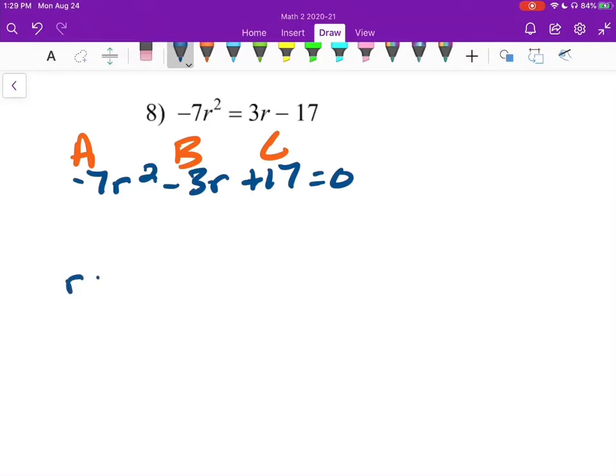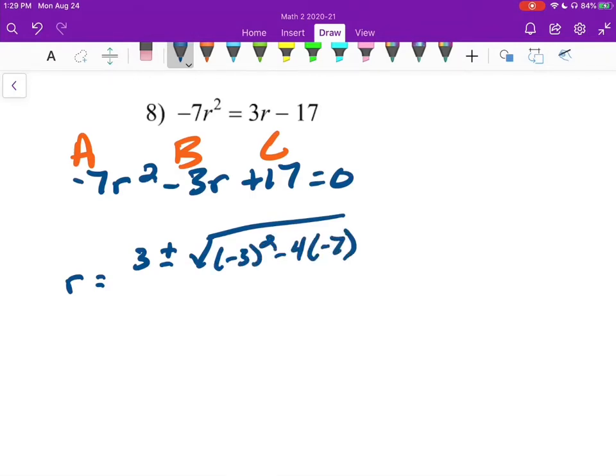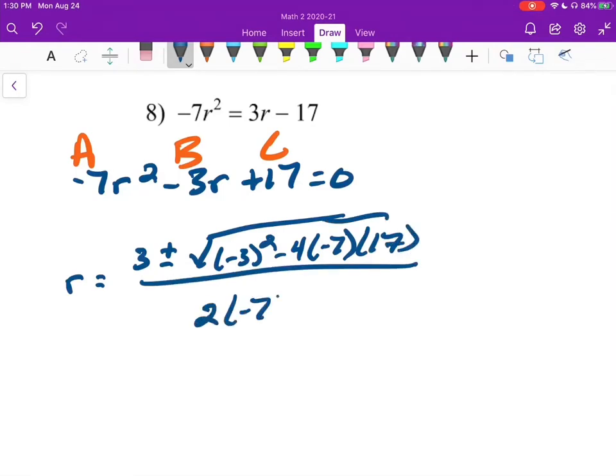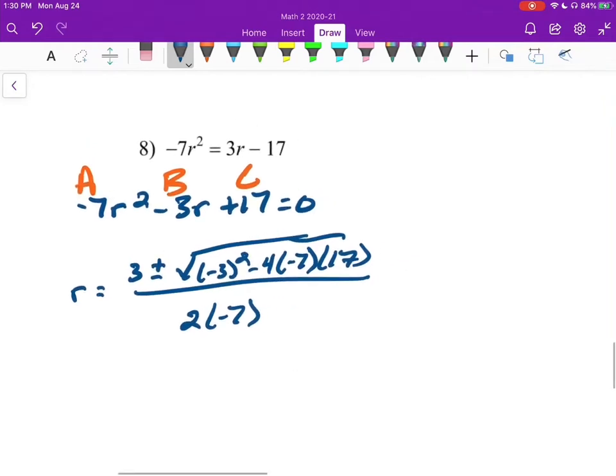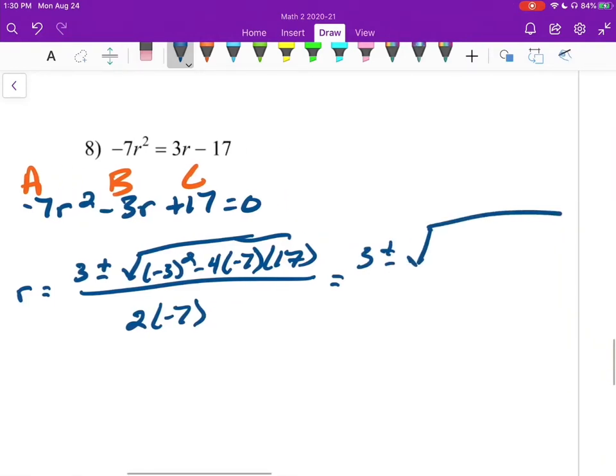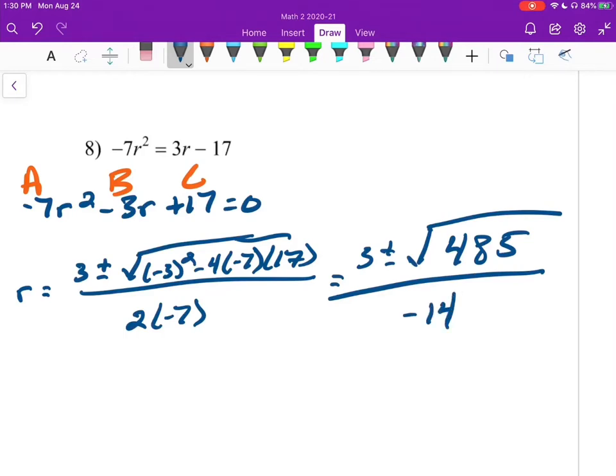So I have r equals 3 plus or minus the square root of negative 3 squared minus 4 times negative 7 times 17, all over 2 times negative 7. We can multiply out, and we get 3 plus or minus big root, and negative 3 squared is going to be 9, and then we're going to say minus 4 times negative 7 times 17, and I get 485 under the root. And then on the bottom I have negative 14.